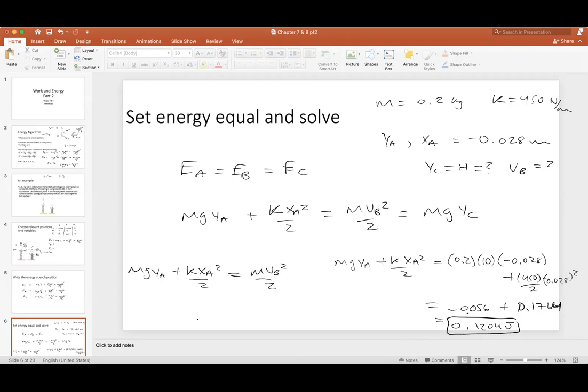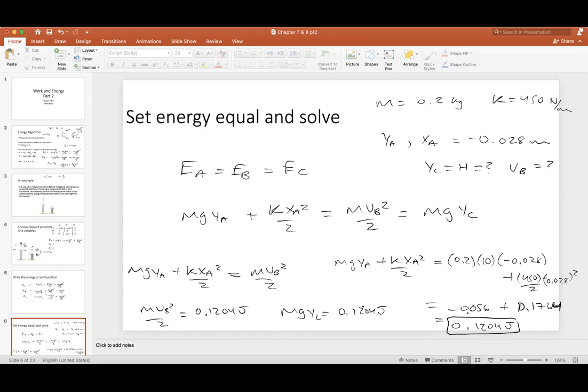So what you could actually do is say that MVB squared over 2 is equal to 0.1204 joules, and MGYC is equal to 0.1204 joules, right?